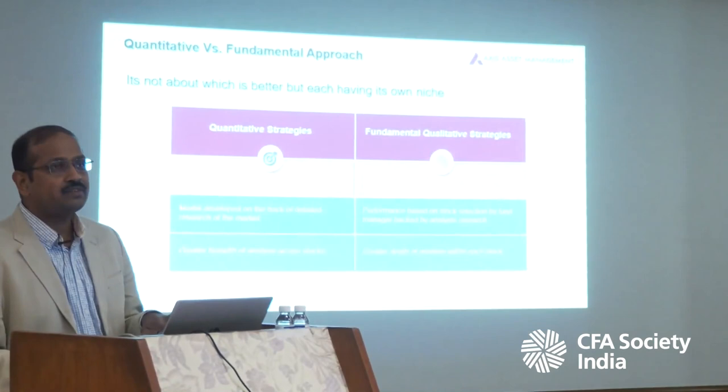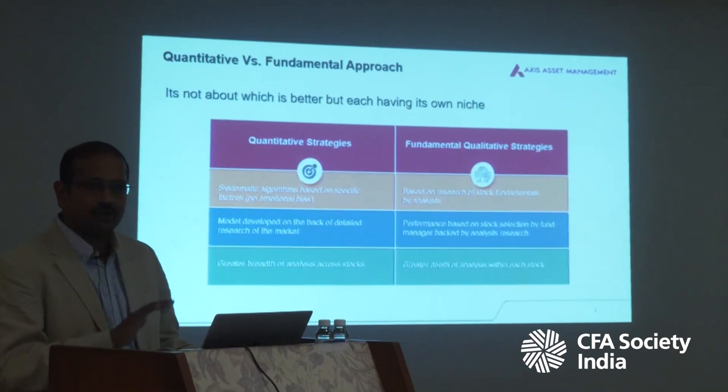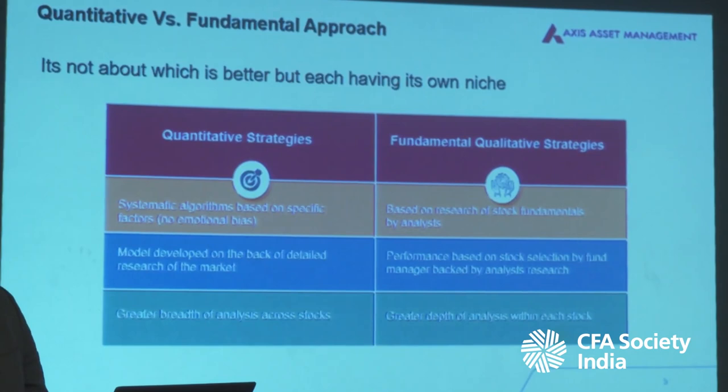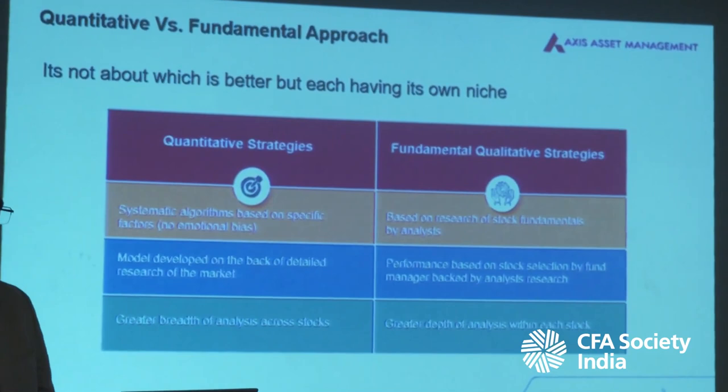At this point of time, I'd like to emphasize that it is not one versus the other. One process is not necessarily better than the other or vice versa. They are complementary to each other. You can almost think about it as two asset classes. Just like you wouldn't have all your money allocated to one asset class, similarly, you should not have all your money allocated to any particular approach as well. You should diversify across approaches.